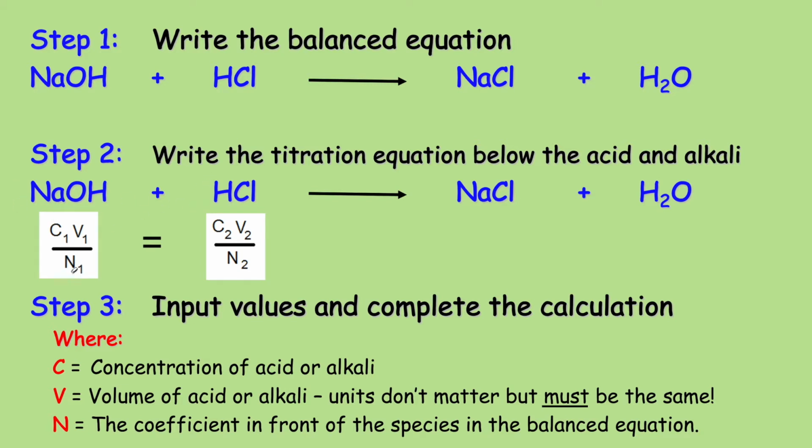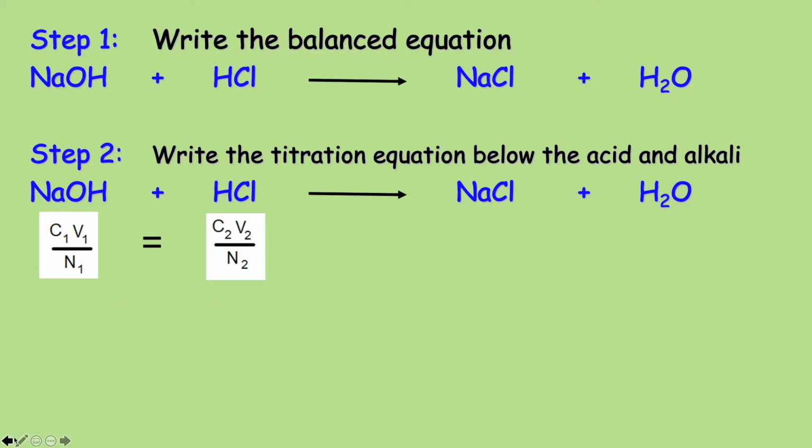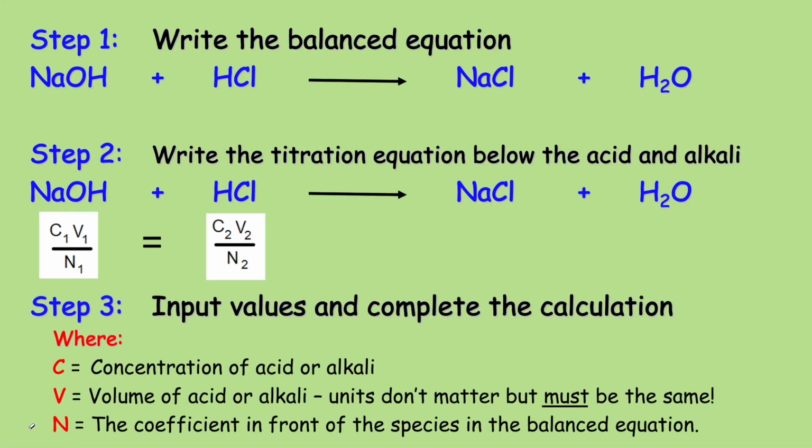So for example, with both of these ones, there is no number in front of it, so N will be 1. Okay, if we had, for example, the number 2 there, N would be 2 when we are putting all of our numbers in. We will practice ones that have numbers in front of them, so don't worry about that. You will see plenty of examples.